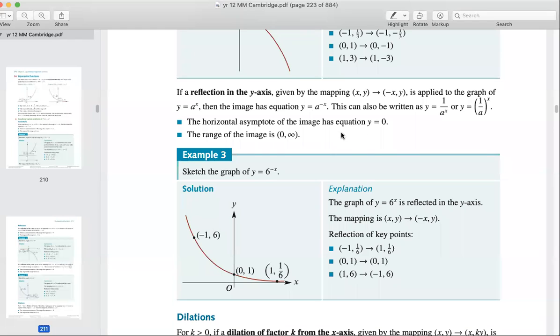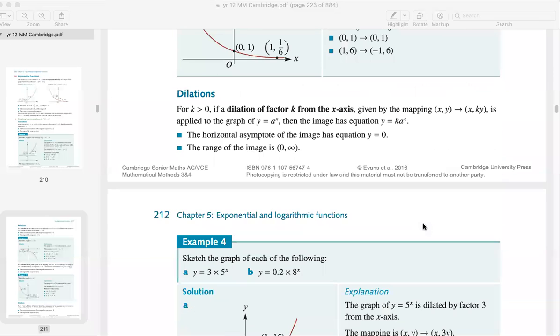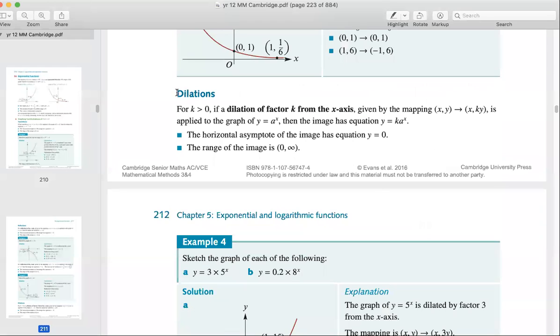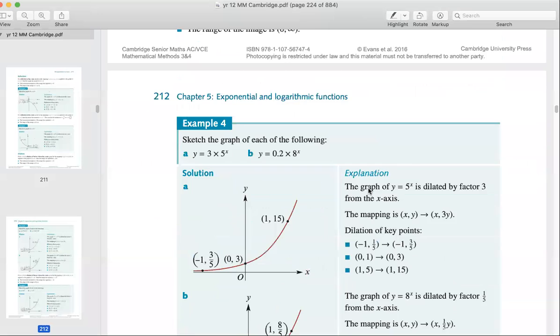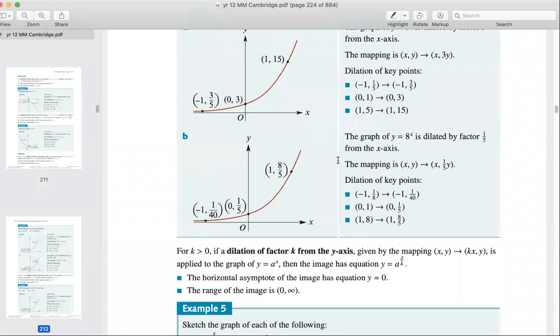So like what I said, y equals half to the power of x, actually 2 to the power of negative x. So it means 2 to the power of x, just do the reflection around the y-axis. Let's keep going. The next one is dilation. This is our dilation vectors. Just make sure you know how to draw it.